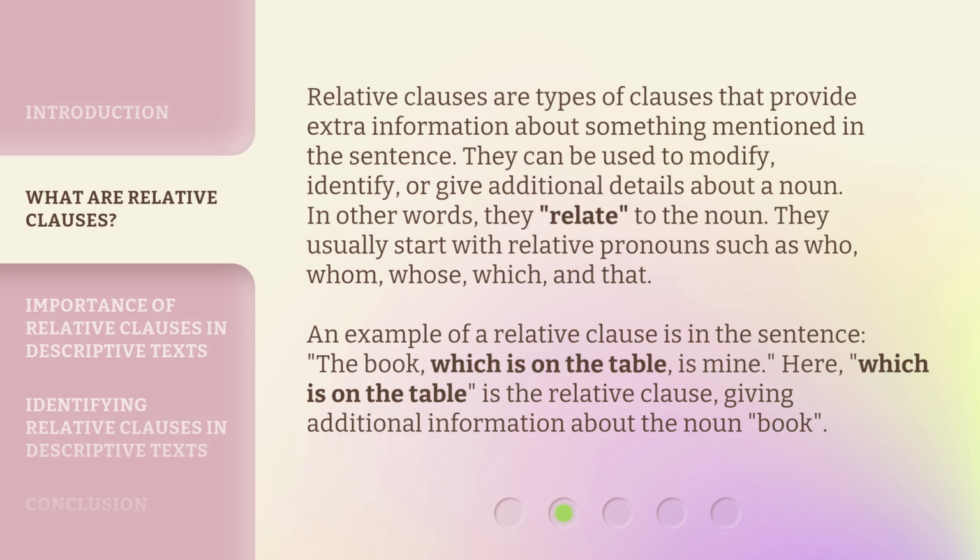Relative clauses are types of clauses that provide extra information about something mentioned in the sentence. They can be used to modify, identify, or give additional details about a noun. In other words, they relate to the noun. They usually start with relative pronouns such as who, whom, whose, which, and that.